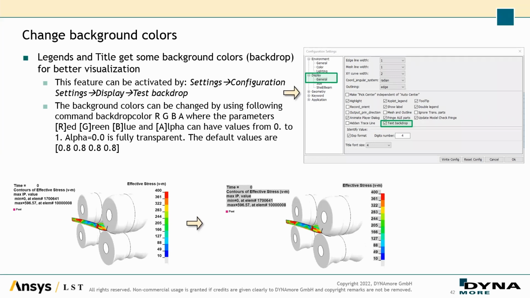Sometimes if you run an animation, you have a problem that the text overlays the animation and it's difficult to read. So legends and titles get some background colors if you want, as a backdrop for better visualization. In the configuration settings interface, there is an option text backdrop to activate these background colors, and you can also change the background color with the backdrop color command.